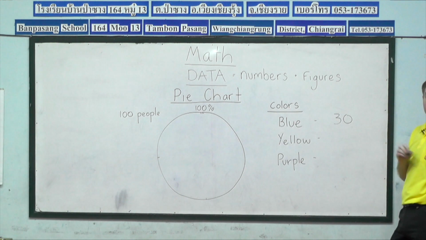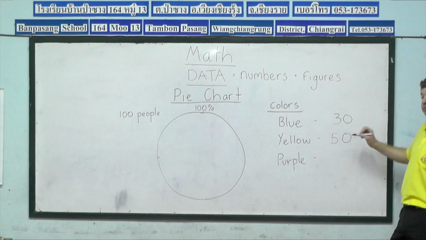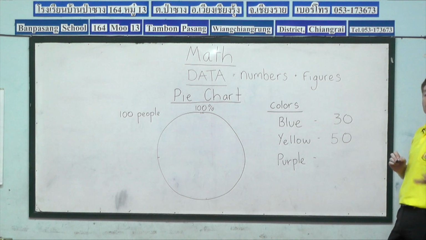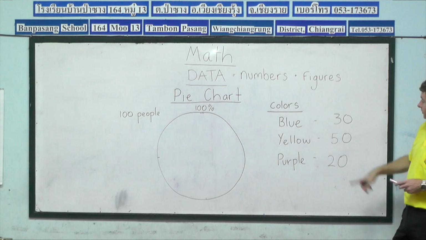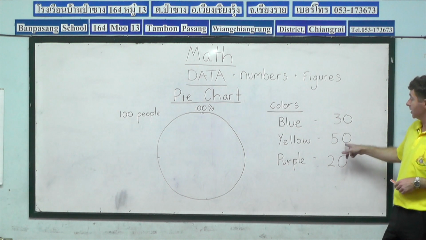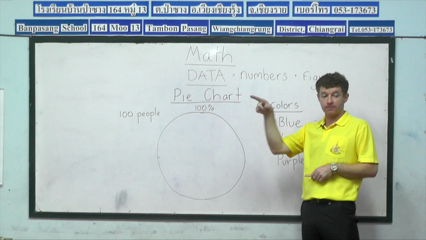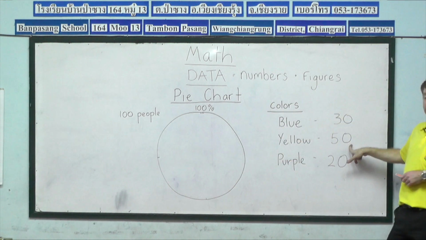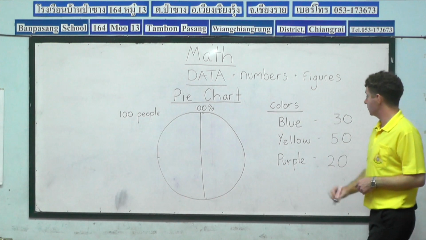How many shall we have for yellow? 50. Okay, we'll have 50 again. So 30 plus 50 is how much? 80. So how much does that leave us for purple? 20. Okay. So what we can do now is we'll start with the biggest. Always best to start with the biggest number. And 50 is an ideal example because 50 is how much of the pie? If the pie is 100 and yellow is 50, how much of the pie will be yellow? 50 will be half. Half the pie will be 50. Again. So we can write yellow here.